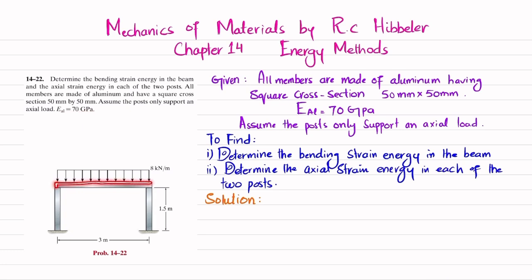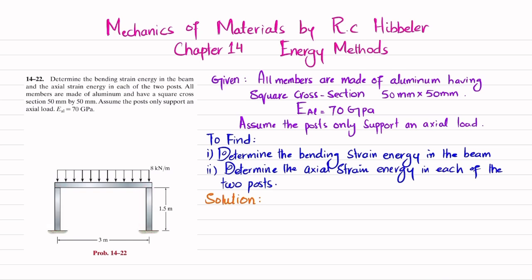So you can see this is the beam and the loading is shown. There is a distributed load of 8 kN per meter, and there are two vertical posts that support this beam. So you have to find the bending strain energy in this beam and the axial strain energy in this vertical post. This vertical post offers only vertical reaction. So let's start with the solution.